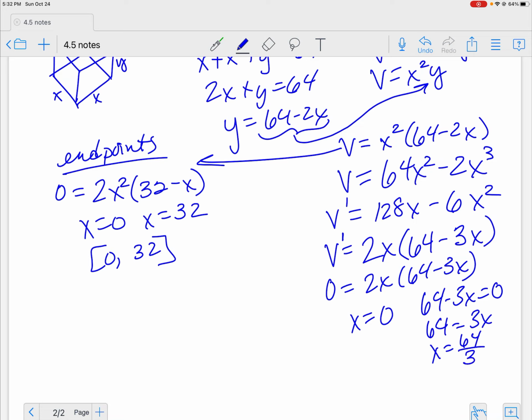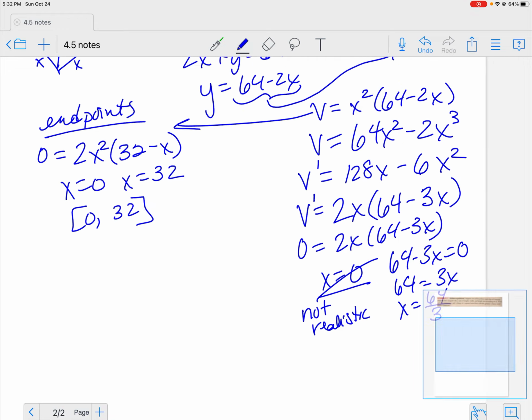All right. So if I'm looking at 0, does that make sense? No, I've got to have something for a length, a width, or a height, right? So my base is a 0. That doesn't make sense. So we're going to cross that off because that's not realistic. We're working actual problems here. What is the actual part of my box? That doesn't make sense otherwise. So x is equal to 64 thirds.